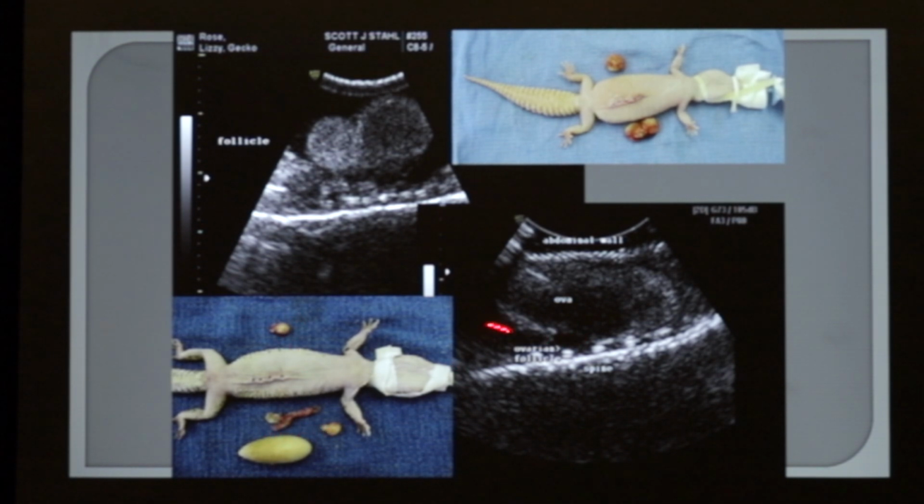And so on ultrasound, we can see that little shelled ova right there. And then the little black circle there is one of the ovarian follicles, and that's the spine. Okay, so you guys are ready to go, right? You can identify these things.